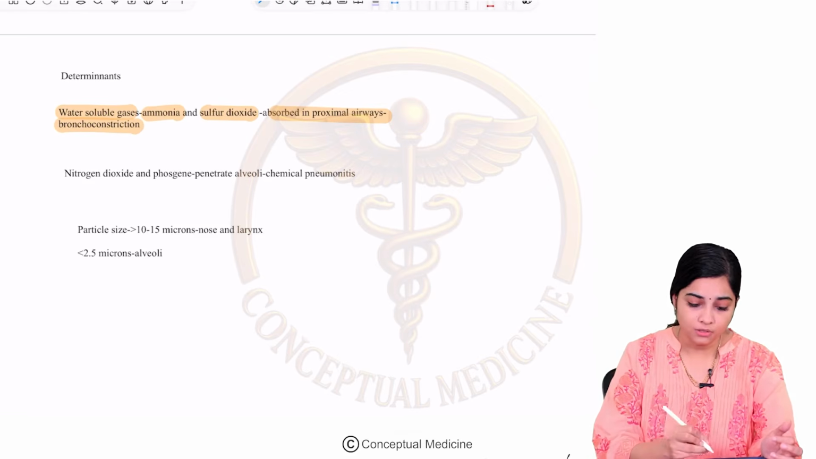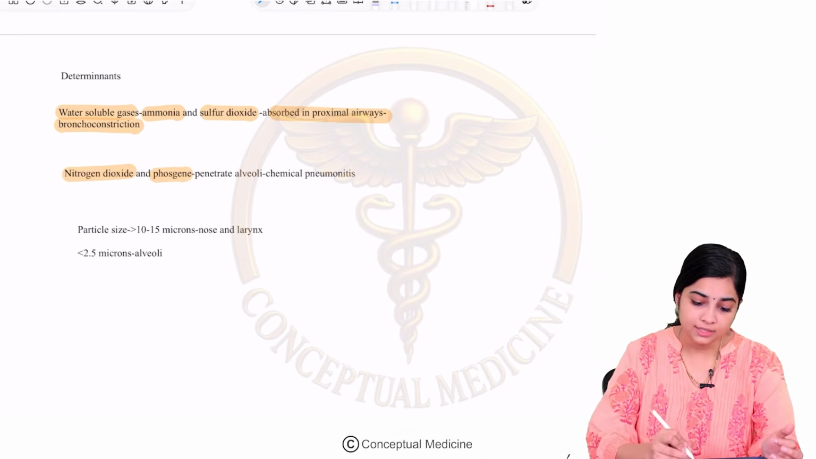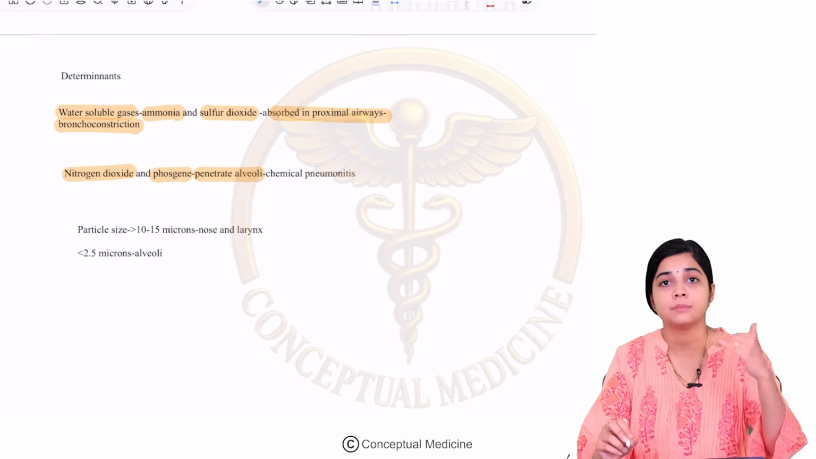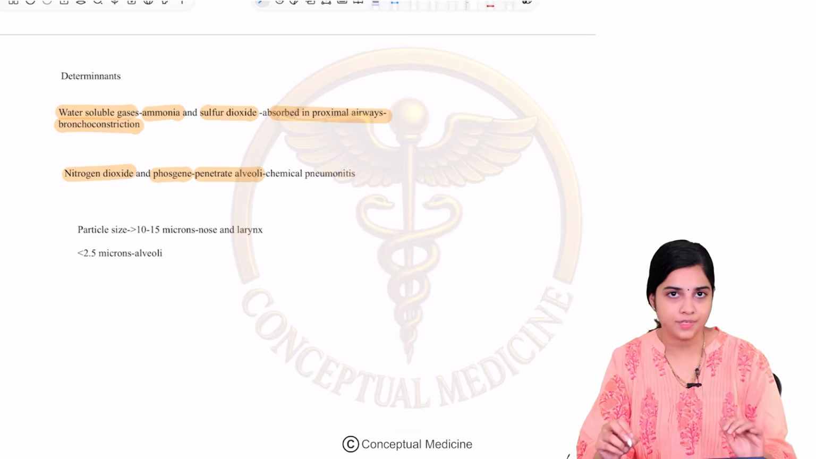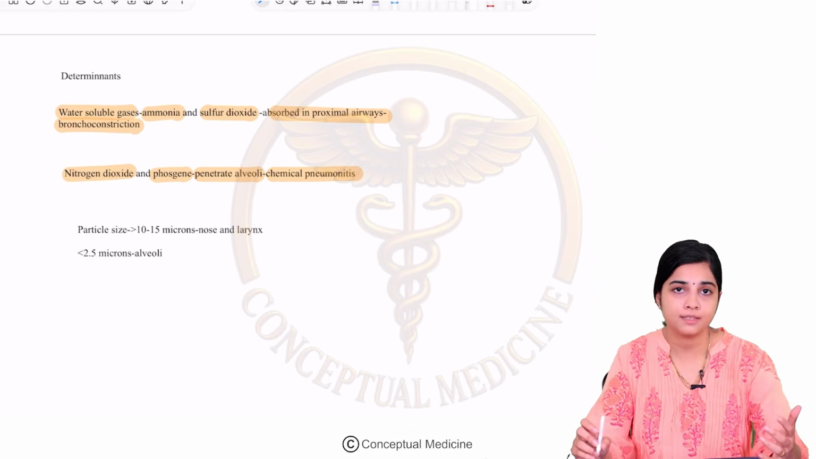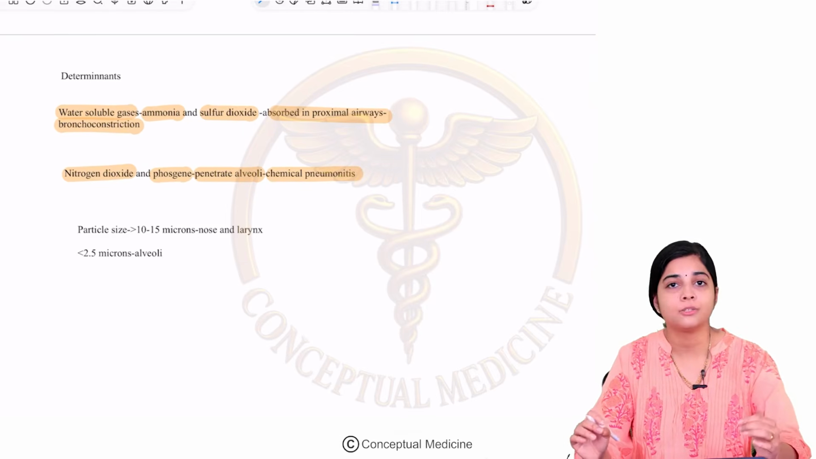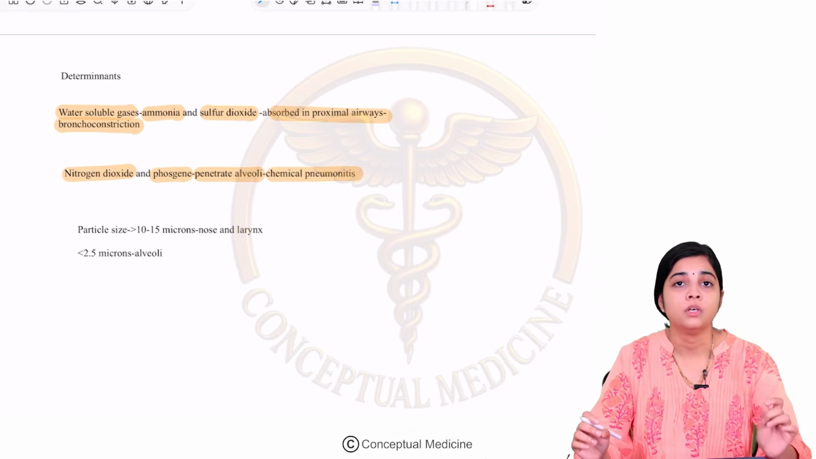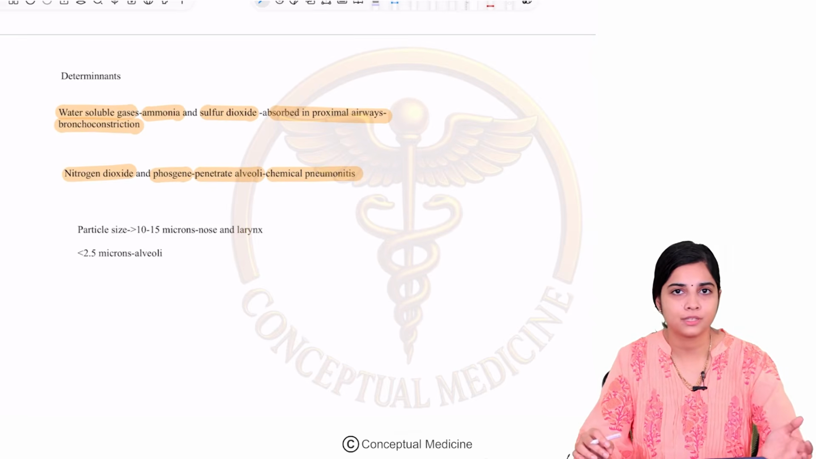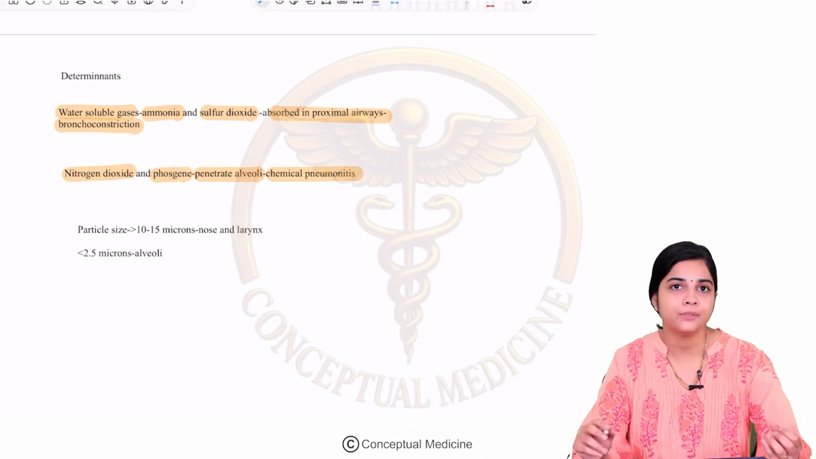Non-water soluble gases like nitrogen dioxide and phosgene gas, right? So these penetrate the alveoli, therefore they basically involve the lower respiratory tract and they can cause chemical pneumonitis. How does chemical pneumonitis present? Acutely it presents with an ARDS-like picture, with an episode of fever followed by ARDS. So, water-soluble gas inhalation can result in proximal airway injury and bronchoconstriction. Non-water-soluble gas inhalation can result in chemical alveolitis.